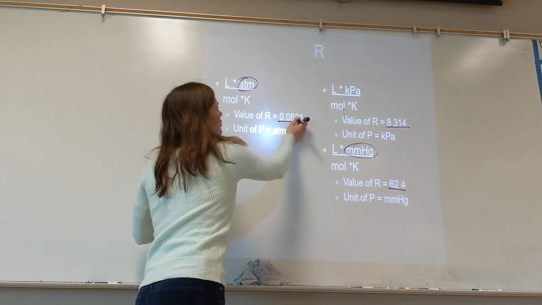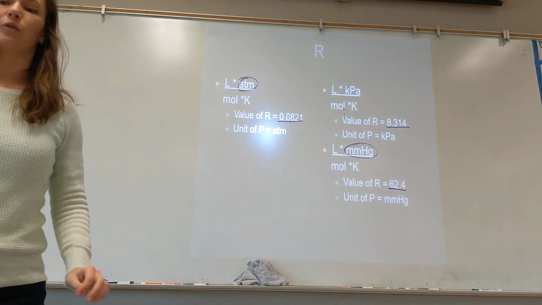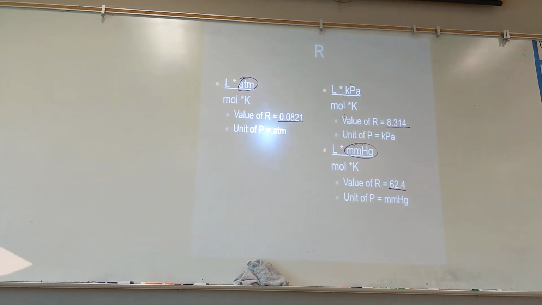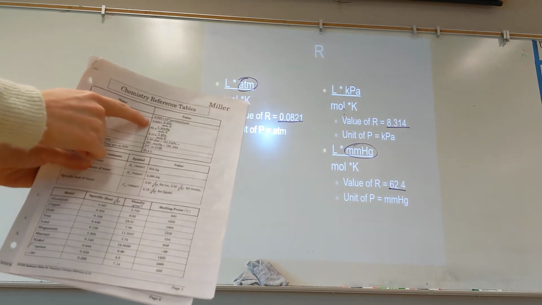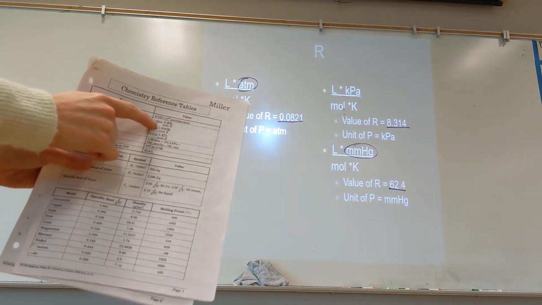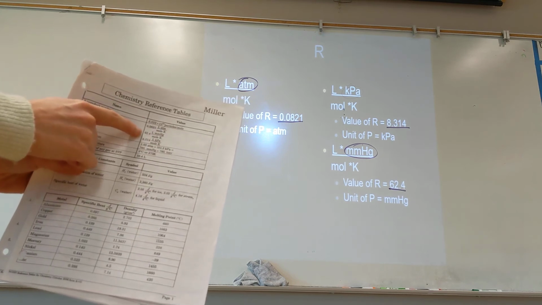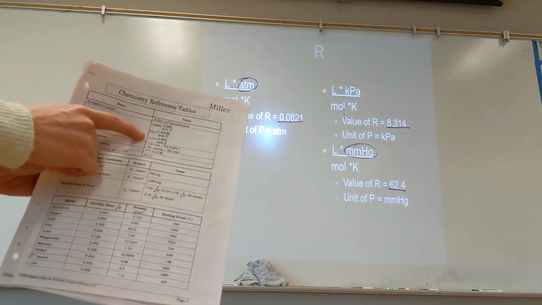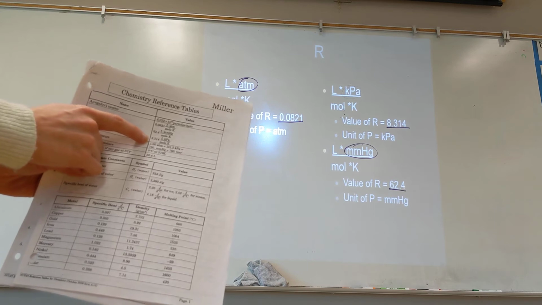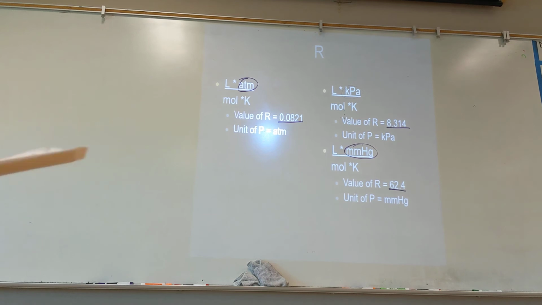And you might be wondering, do I have to memorize that? No, you do not. That is on the front of your reference packet, and it says gas constant, R. So you have 0.0821 liters times atmospheres over moles times Kelvin, 62.4 liters times millimeters of mercury, divided by moles times Kelvin, and 8.314 liters times kPa, divided by moles times Kelvin.